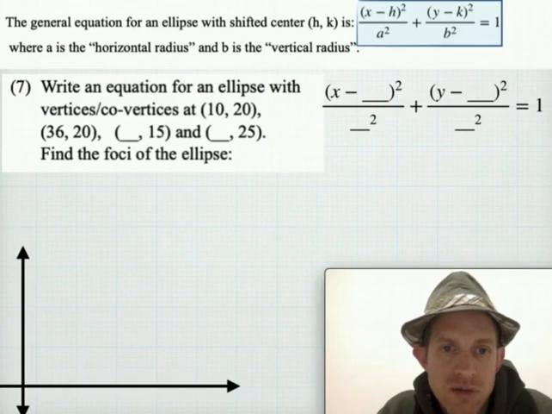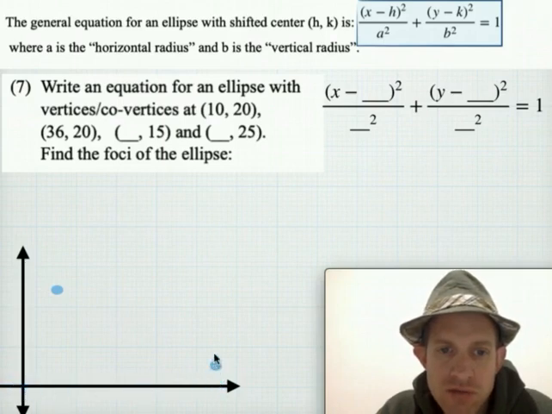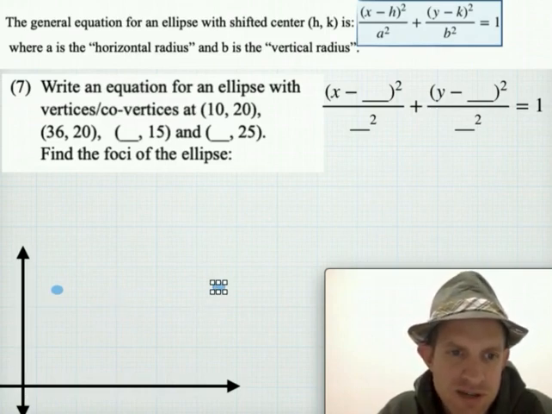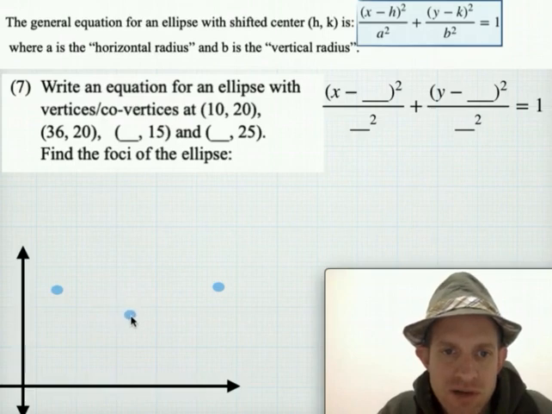All right. Well, let me just make a quick little grid and plot a few of these points. So 10, 20. Let's see, that would be over 10 and up 20, like here-ish maybe. And then 36, 20. So that's over a lot and up 20. And then I've got something 15 and something 25. I'm guessing something 15 is going to be down here somewhere, and something 25 is up here somewhere.